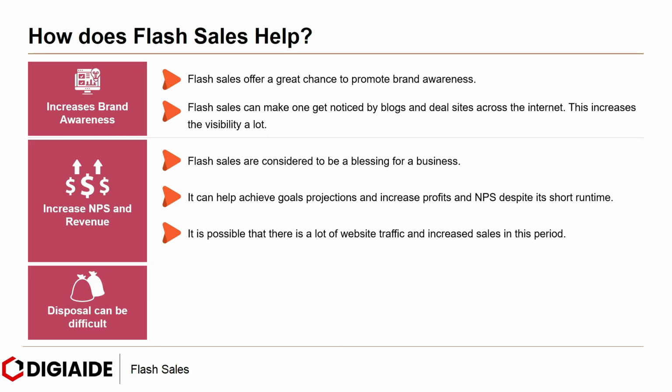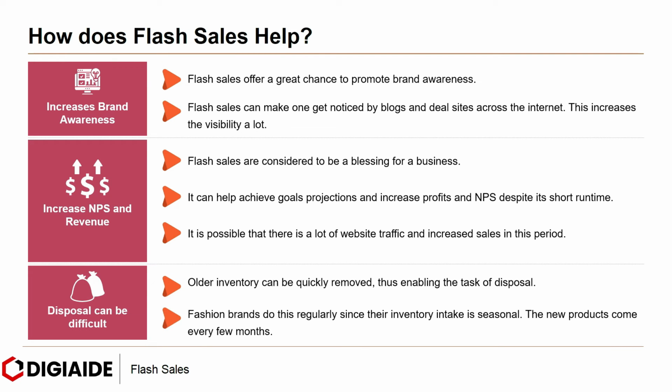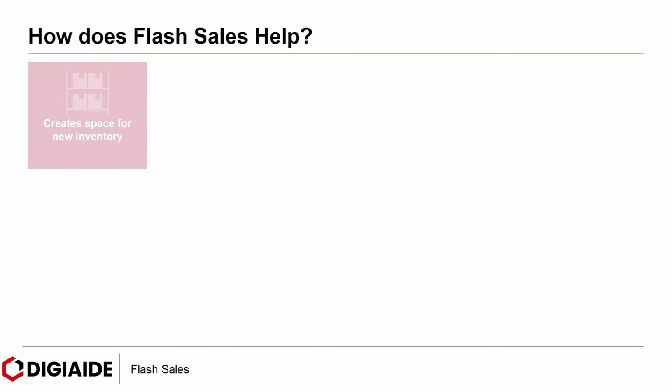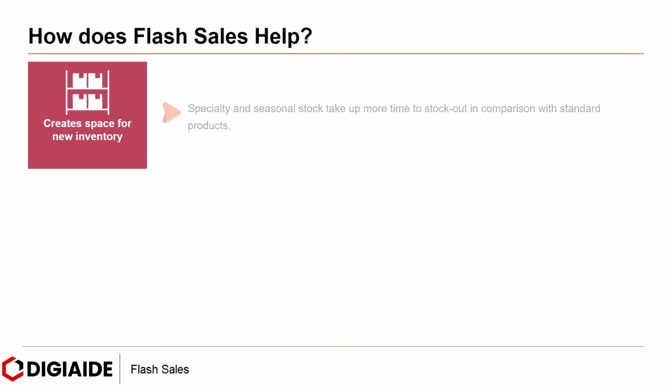Next, disposal can be difficult. Older inventory can be quickly removed, thus enabling the task of disposal. Fashion brands do this regularly since their inventory intake is seasonal. The new products come every few months. Next, create space for new inventory. Specialty and seasonal stock take more time to stock out in comparison with standard products.